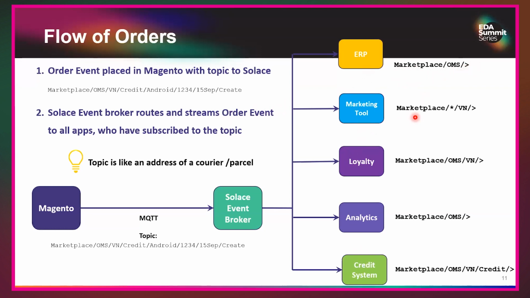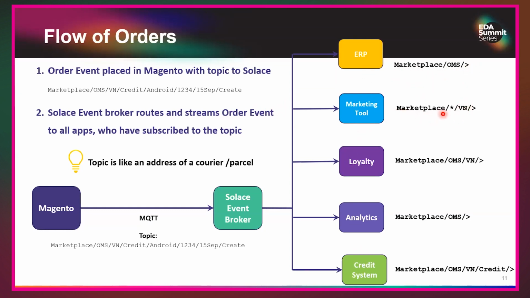There's a marketing tool, which is a local tool, and it says that I want all the transactions, not only orders, but even other transactions, for example, customer onboarding, right? Some customer registration. There could be many more processes. So this application needs all the transactions, but only of Vietnam.